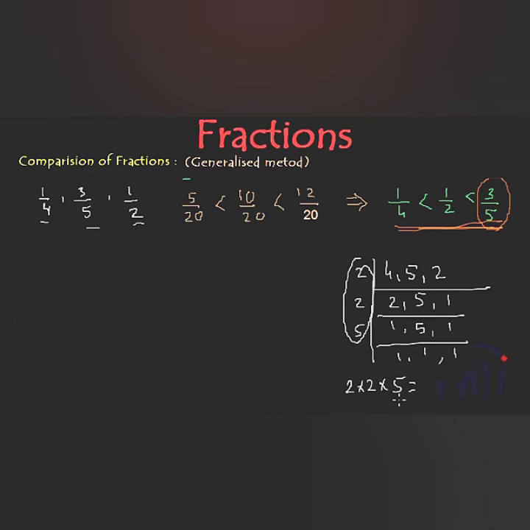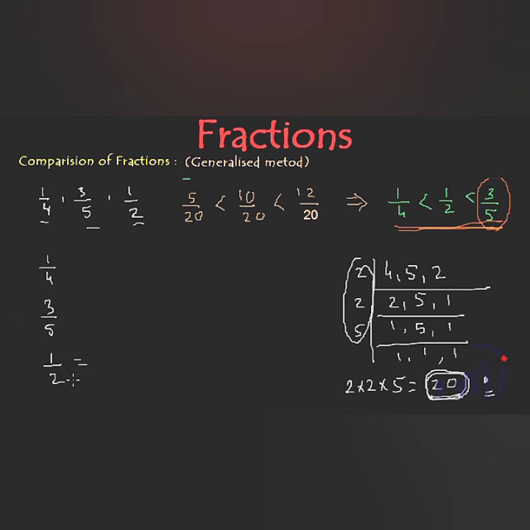2 2s are 4 and 5 4s are 20. So the LCM of 5, 4 and 2 is 20. So this 20 is the lowest number, which is the multiple of all 4, 5 and 2. So this actually guides us that while writing the equivalent fractions for 1 by 4, 3 by 5 and 1 by 2, we have to make their denominator as 20, right?